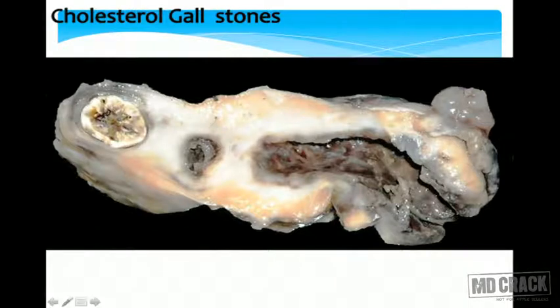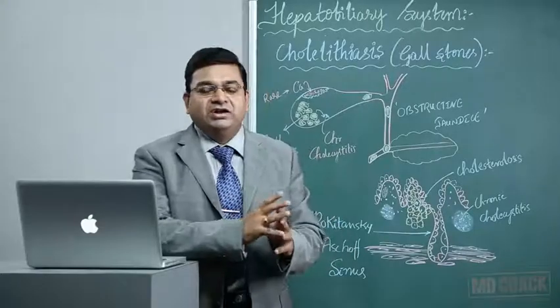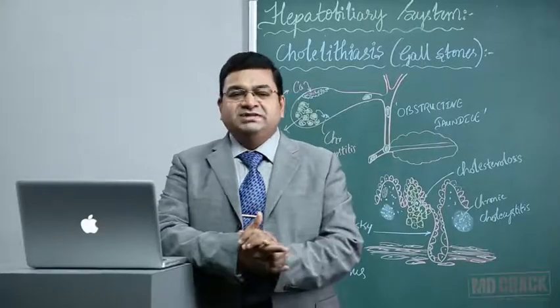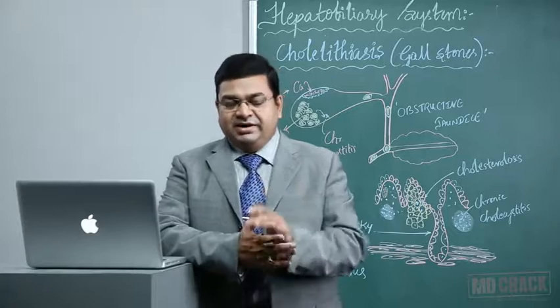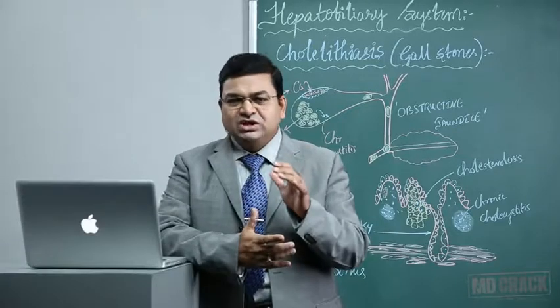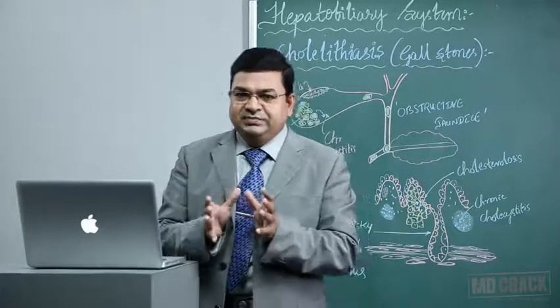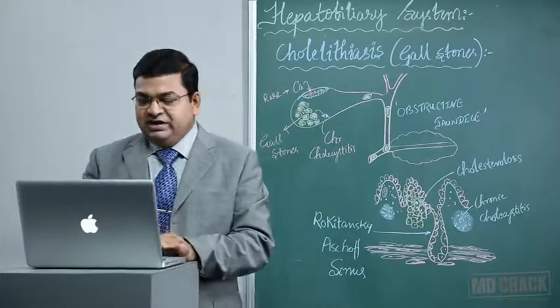Here is a classical case of cholesterol stones. See the thickness of the gallbladder. You know, the gallbladder is the organ of storage of bile. Bile is secreted by the liver. It comes to the gallbladder mainly to get concentrated. The bile gets concentrated around 10 times in the gallbladder. Cholesterol stones can be seen anywhere, especially in the body of the gallbladder.